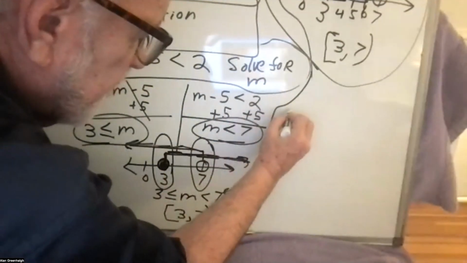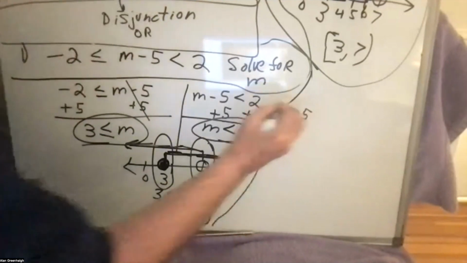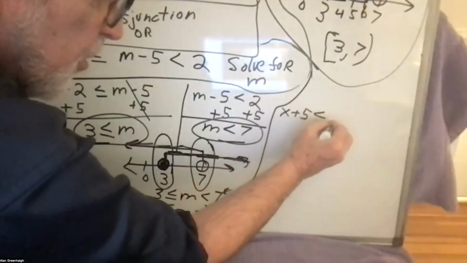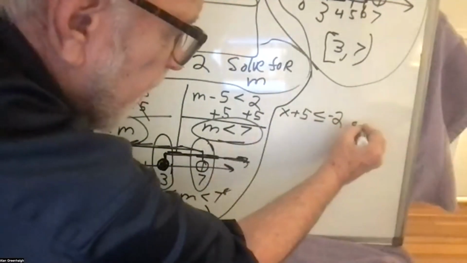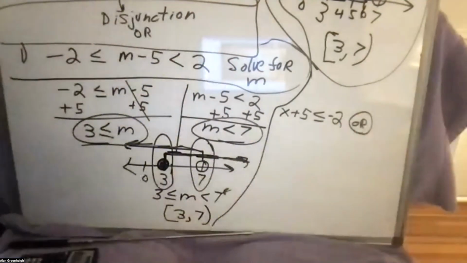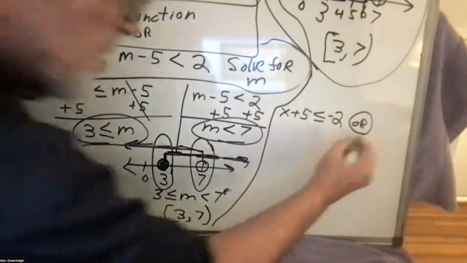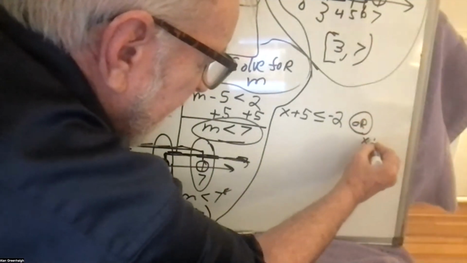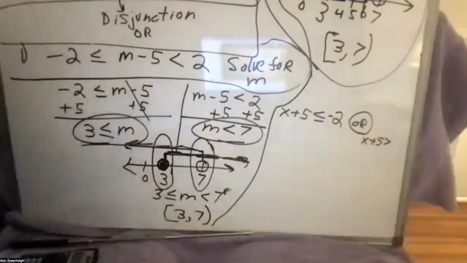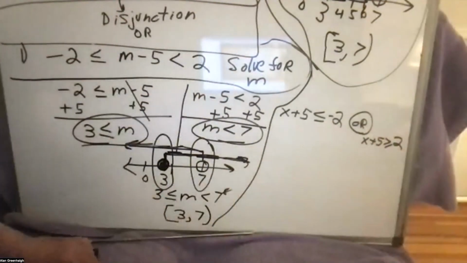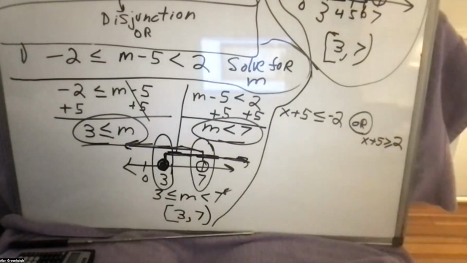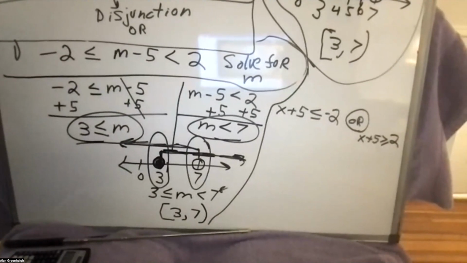So here's the problem. X plus 5 is less than or equal to -2, or, the big or, X plus 5 is greater than or equal to +2. Okay, solve for X, draw us a nice number line, and express the answer in interval notation.